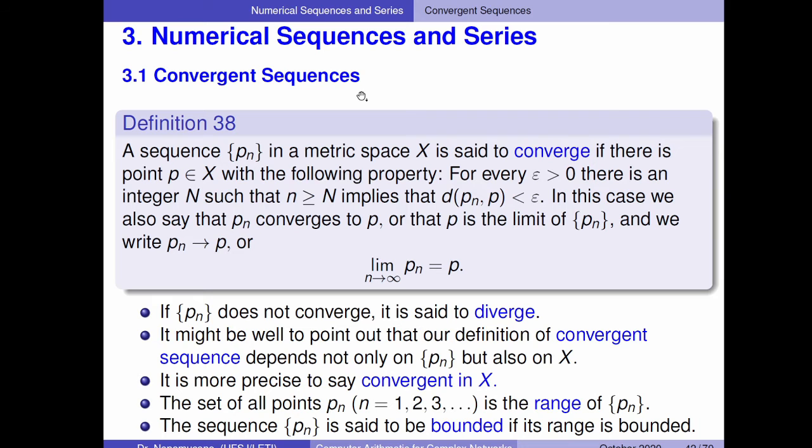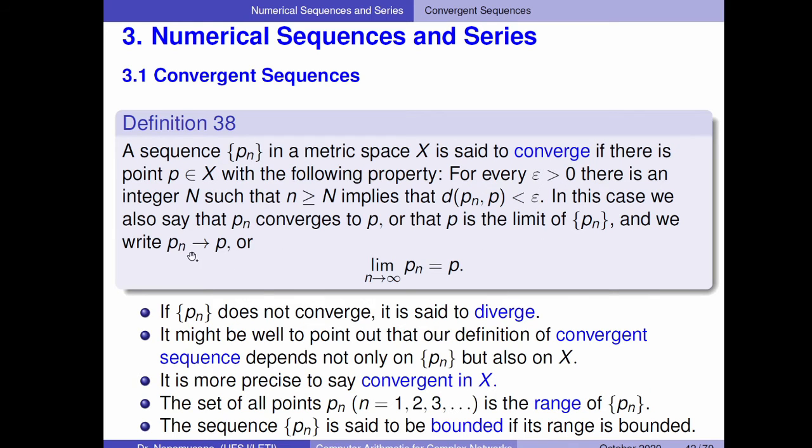A sequence Pn in a metric space X is said to converge if there is a point P that belongs to X with the following property. For every epsilon greater than 0, there is an integer N such that small n bigger than N implies that the distance between Pn and P is smaller than epsilon. In this case, we also say that Pn converges to P, or that P is the limit of Pn.